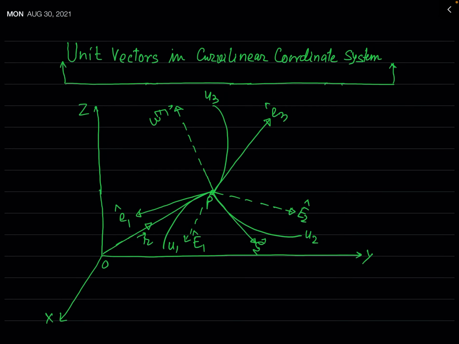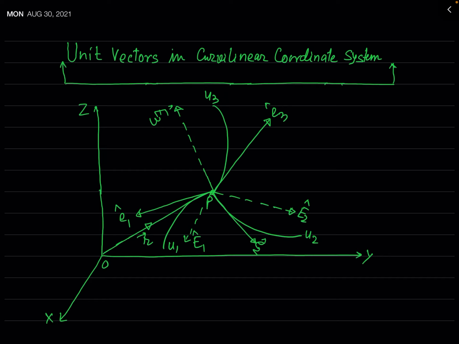In the first lecture on curvilinear coordinate systems, we have seen some of the important definitions, that is, what are coordinate curves, coordinate axes, and coordinate surfaces. All these things have been defined in the first lecture. Actually, to discuss the theory of curvilinear coordinate systems, we need the concept of unit vectors.